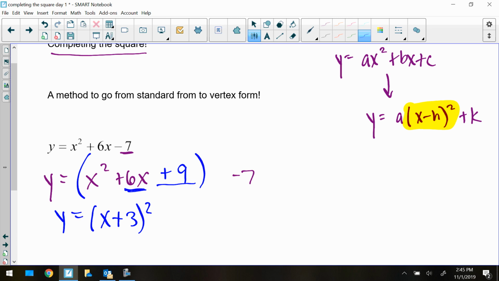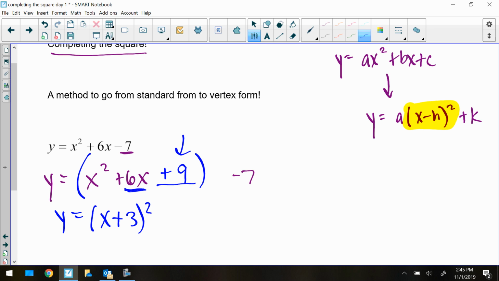So here's the trick on this. If I'm trying to make this be an actual square, I am accidentally adding in a positive 9 right there. Okay? But we don't want to add a 9 to this equation. I still want the equation to be worth x squared plus 6x minus 7.